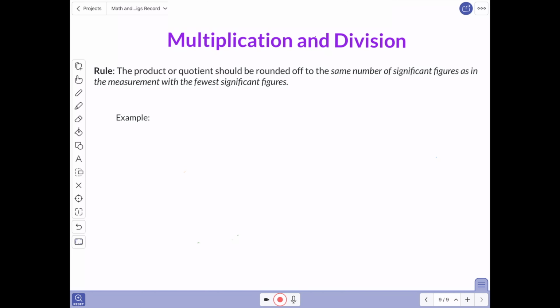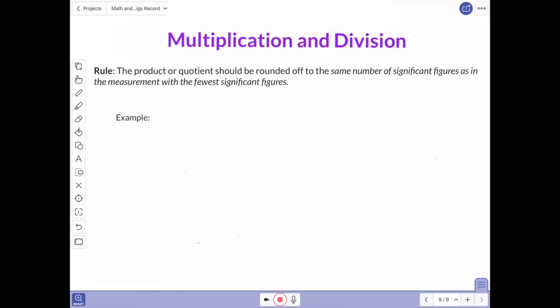Performing multiplication and division using significant digit mathematic rules seems to be a little bit easier of a process because the type of math we do is very familiar to us. The rule is this: the product or quotient should be rounded off to the same number of significant figures as in the measurement with the fewest significant figures. So let's do an example.